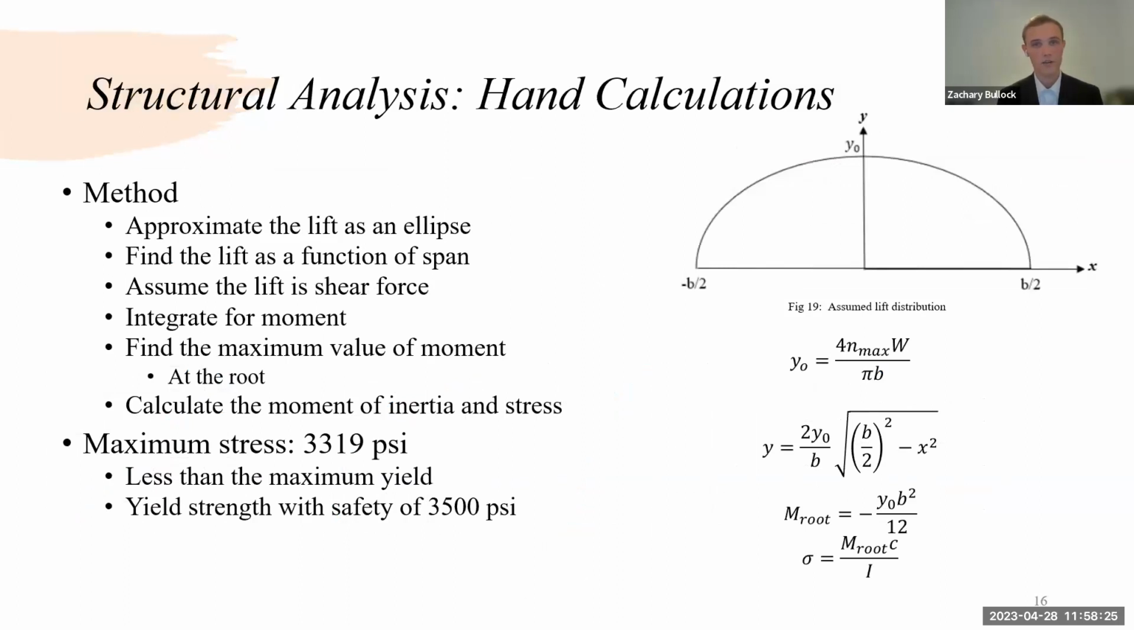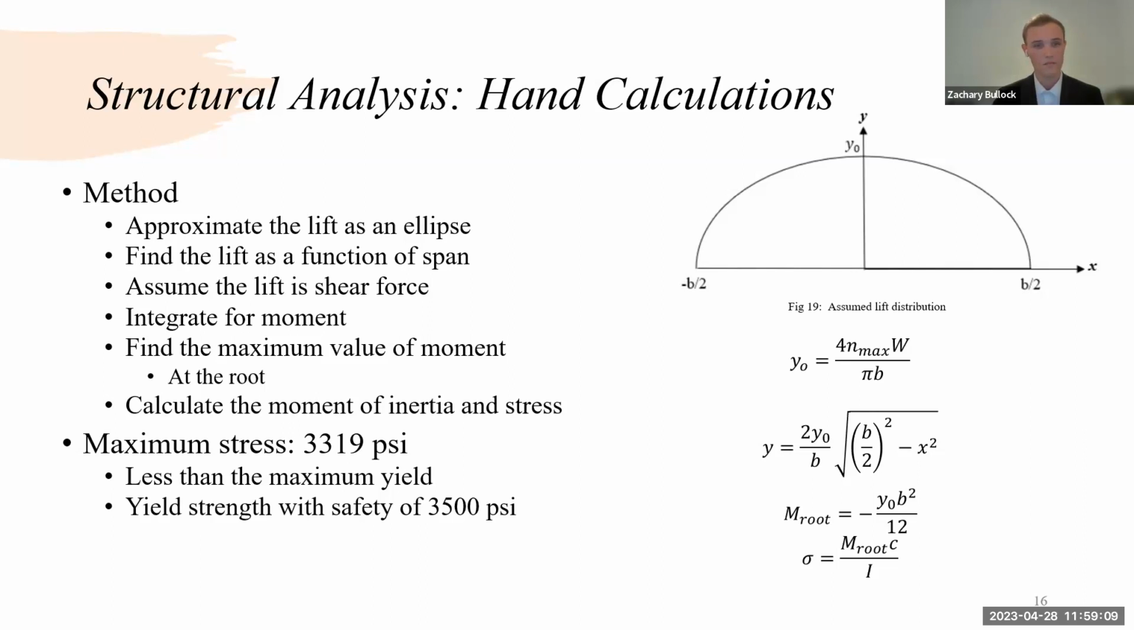For our structural analysis hand calculations, we did the following method. An elliptical lift distribution was assumed, which allowed us to use the following distribution on the right. And then you can integrate lift as a function of wingspan position to find shear, and then integrate again to find the bending moment. And then knowing that the bending moment will be maximized at the root, the bottom right formula can be used to calculate a maximum expected stress of 3,300 PSI. And then that can be compared to the yield strength of lightweight PLA, which using a safety factor of 1.5 gives us an expected stress of roughly 200 PSI less than our allowed stress limit.